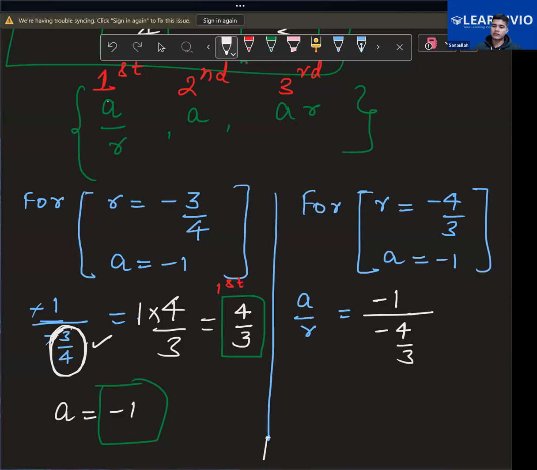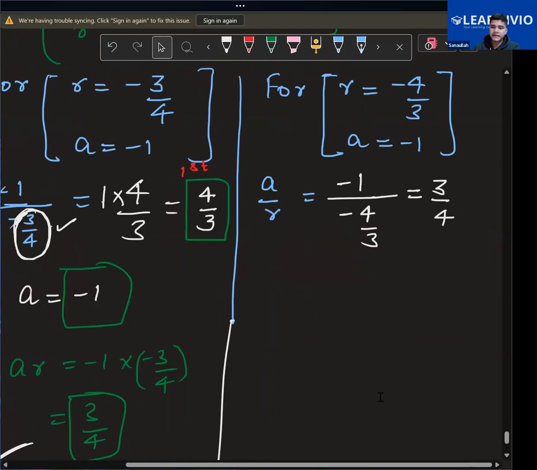So what should I write after simplifying this? 3 by 4. Now you understood? If a fraction is coming in the denominator, how do you simplify that? You just take the reciprocal of whatever is in the denominator and multiply with the numerator. Understood?